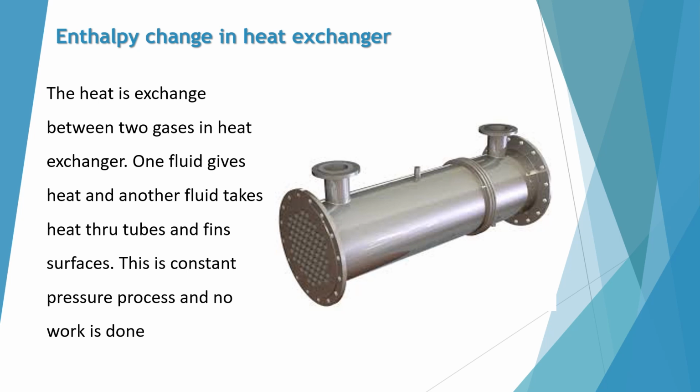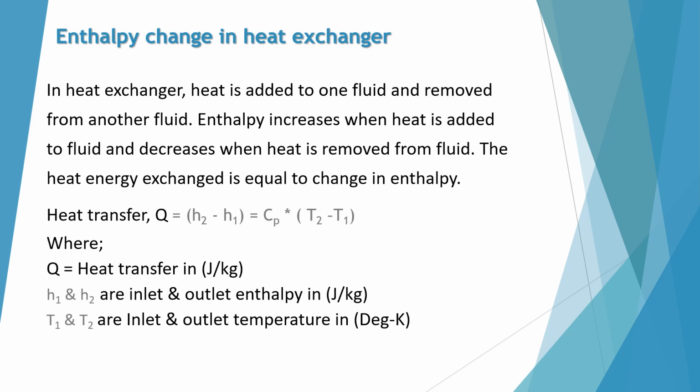Enthalpy change in heat exchanger. In a heat exchanger, heat is exchanged between two gases. One fluid gives heat, and another fluid takes heat through the tubes and fin surfaces. This is a constant pressure process, and hence no work is done. Heat is added to one fluid and removed from another fluid. Enthalpy increases when heat is added to a fluid and decreases when heat is removed from the fluid. The heat energy exchanged is equal to the change in enthalpy. So heat transfer Q is equal to H2 minus H1, or Cp into (T2 minus T1), where Q is the heat transfer, H1 and H2 are inlet and outlet enthalpy, and T1 and T2 are inlet and outlet temperature.